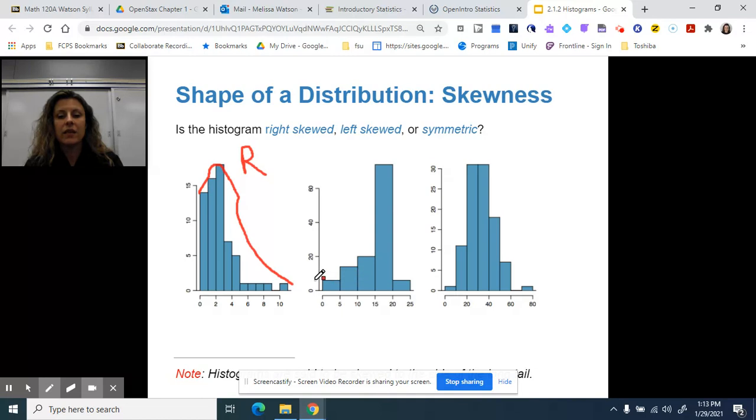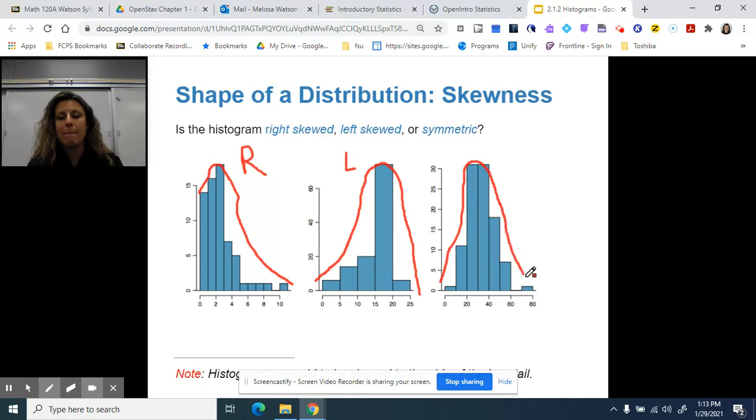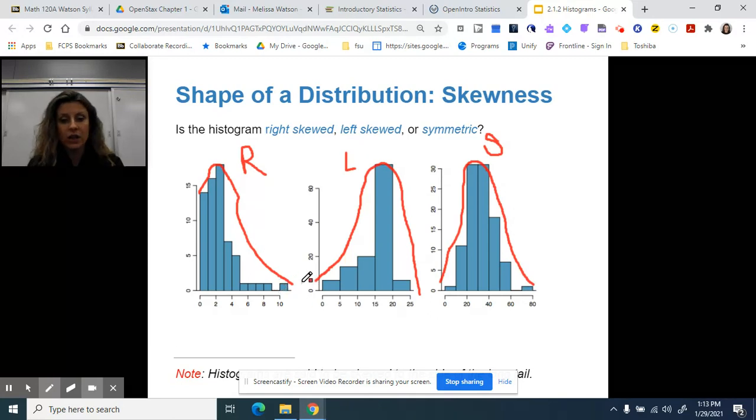This one here, if again we draw a smooth curve over top, we can see that the peak is more towards the right side and that tail is drawn out to the left. So this one's a left skewed graph. And then this one here, if we draw a smooth curve over top, it kind of looks like both sides are approximately the same. So we would say that this one is symmetric. So note, we do name the skews by the longer tail.